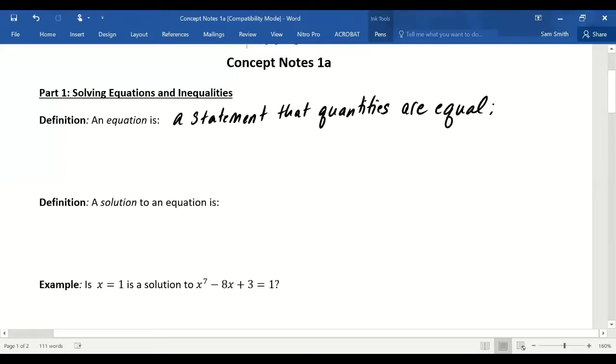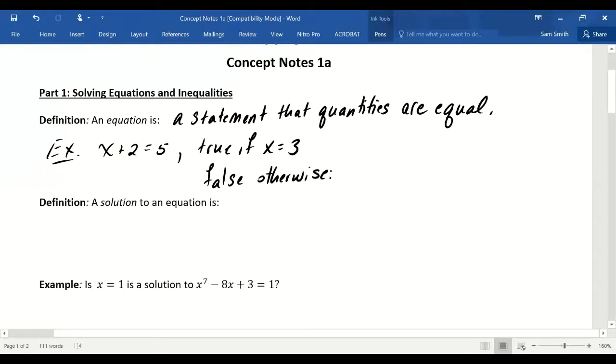Now, just like any other statement in this world, an equation may be true and it may not be true, or it may be true some of the time. For example, I could give you the equation x plus 2 equals 5. This equation is only true in exactly one circumstance. It's true if x is 3 and it's false otherwise.